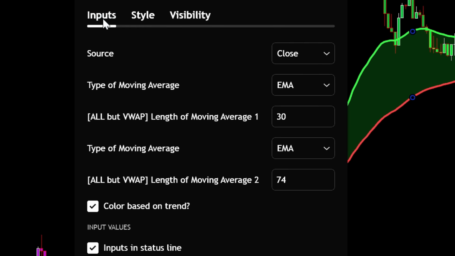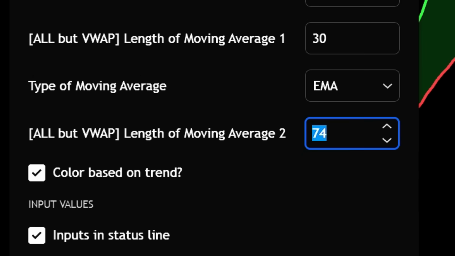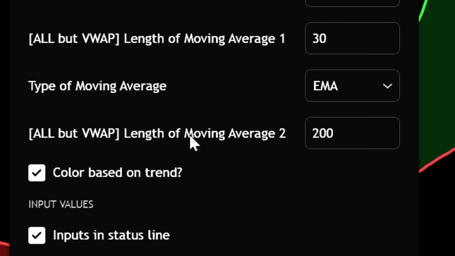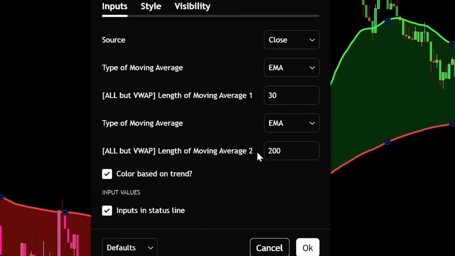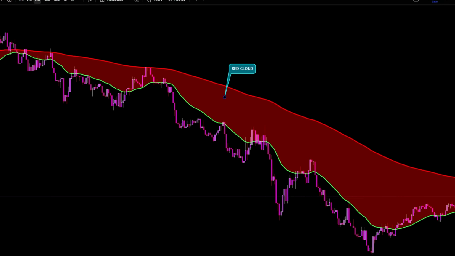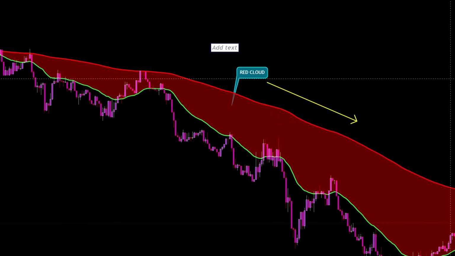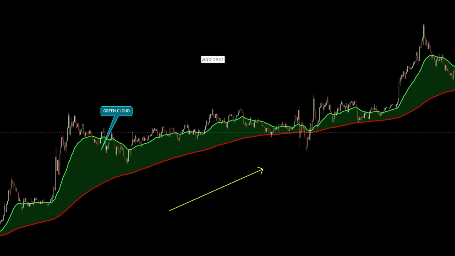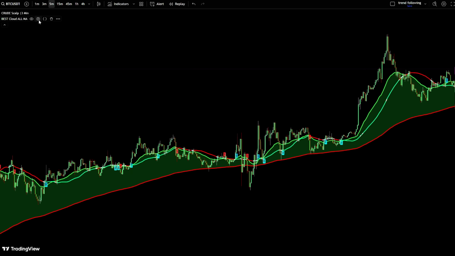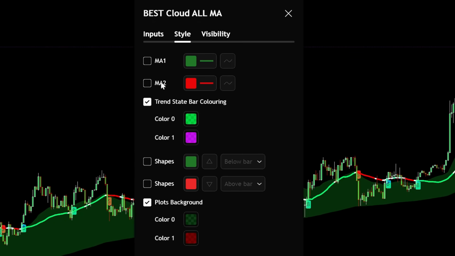Then in the Inputs tab, change the second EMA to 200. This captures the longer-term trend and prevents you from getting fooled by short-term price noise. And here's how to read it. If the cloud is red and candles are below it, the market is in a downtrend. And if the cloud is green and the candles are above it, the market is in an uptrend. To keep the chart clean, you can also hide the MA lines from this indicator.